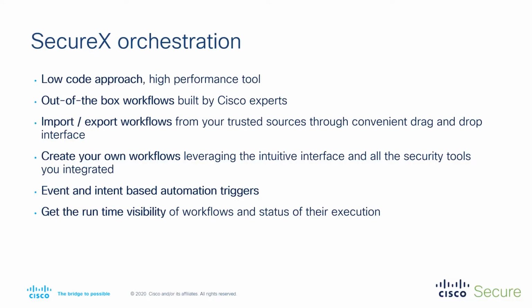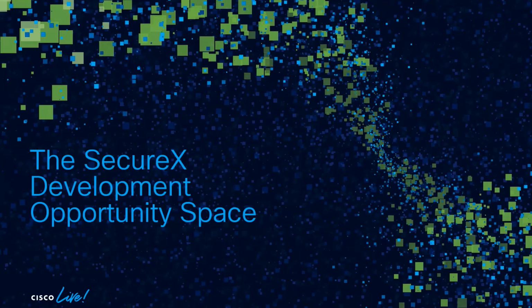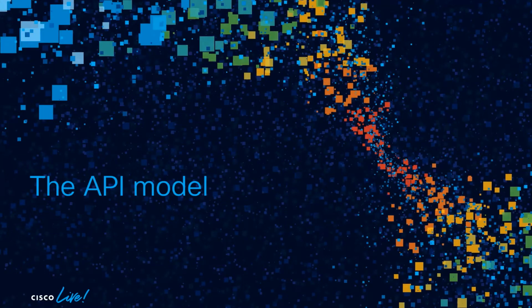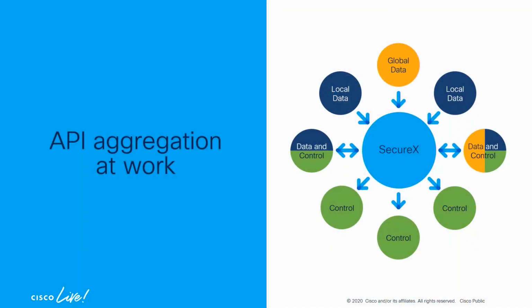in orchestration. So let's dive into the SecureX development opportunity space. And let's start with a look at the API model itself. SecureX is API aggregation at work. SecureX in the middle there is using the APIs of all the different global data sources, local data sources, control technologies, and of course technologies that may offer two or all three of these options. That's API aggregation. We learn all these APIs so that you don't have to.